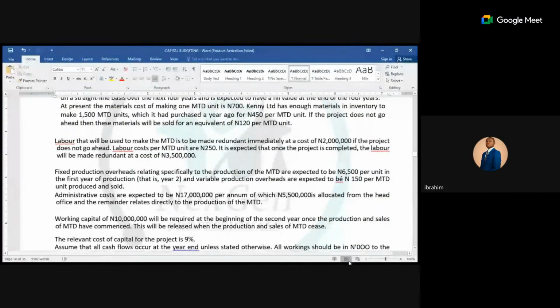Administrative costs are expected to be 17 million per annum, of which 5,500,000 is allocated from the head office class. Anything that has to do with allocation is not a relevant cost, meaning that we have to remove 5.5 from this 17, and the remainder relates directly to the food. So the balance will not be a what? Will not be a relevant cost.